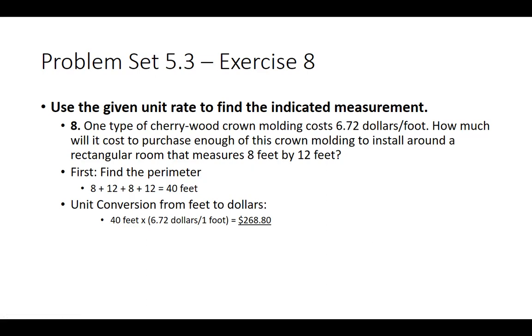And we need to convert that 40 feet into dollars. We need feet on the bottom in order for feet to cancel. We need dollars on top in order to leave us with dollars. So we multiply by $6.72 over 1 foot. Feet cancel, leaving us with dollars. 40 times 6.72 divided by 1 gives us $268.80.